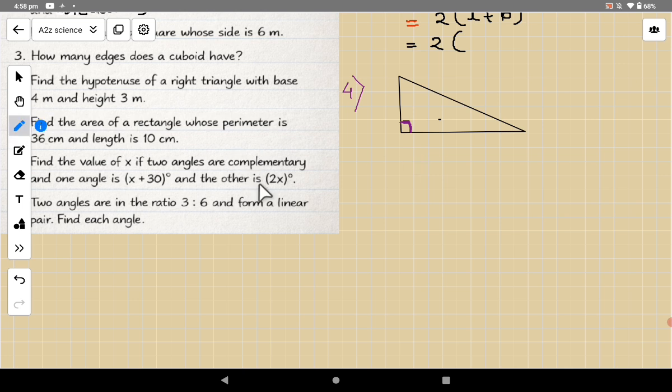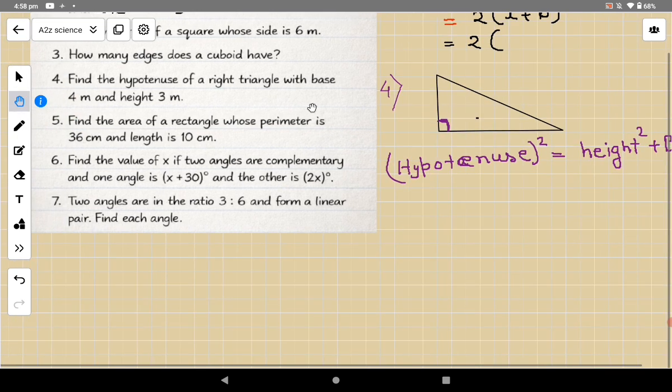So what do we know in case of Pythagoras theorem? Hypotenuse whole square will be equal to height square plus base square. Let's see the given data. Base is 4 meter and height is 3 meter.